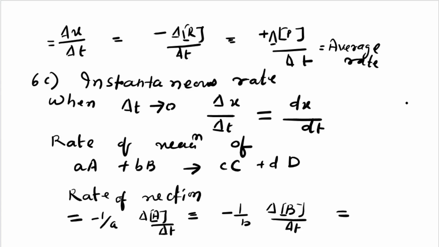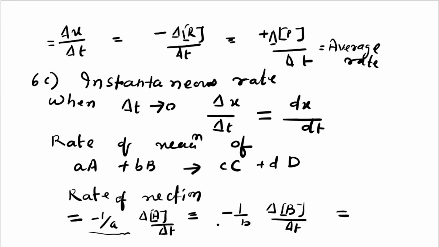Rate of reaction: suppose a big reaction is there, a A plus b B gives c C plus d D. This is the reactant side, A and B, these are the moles of reactants, and this is the product side, C and D. Then how can you write it? Here is also a very important formula. If instead of A, 2A is there, then how to write it? Minus 1 by 2. Here small a is there, so you put here minus 1 by a, and here that is del A by dt, because A is the reactant.